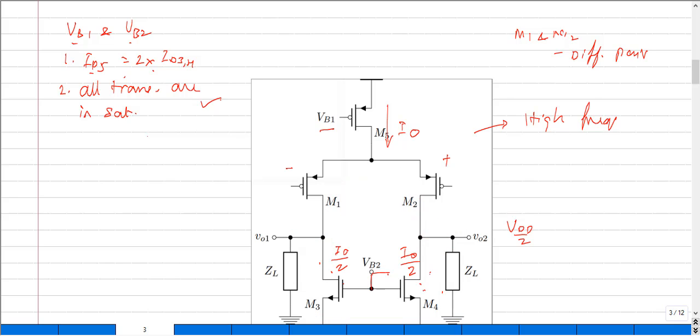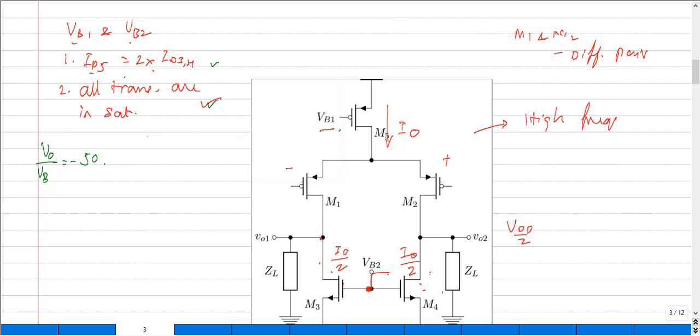Let us consider a simple case. Assume that there is a gain from the node VB2 to the output, either VO1 or VO2. So the gain between VO and VB, let us assume, is somewhere around 50. And we assume that the voltages VB1 and VB2 were selected in such a way that they satisfy the conditions I've stated here.